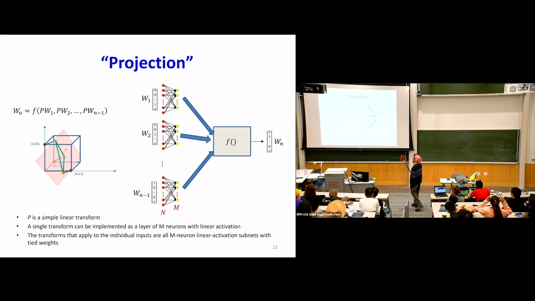And once again, because every one of these words is being projected down by the same matrix, every one of these is the same linear layer, right? And so if my F is also a linear neural network, this whole thing is a shared parameter network where the inputs are all being transformed by a linear layer whose parameters are the same for every one of the inputs, right?